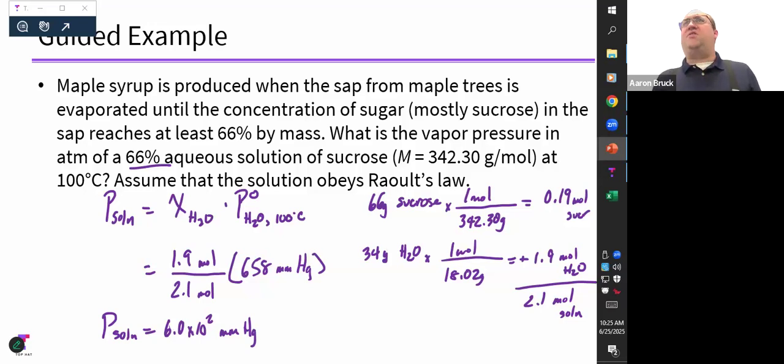All right, any questions about any of the steps here in this process? So what we're going to find is that kind of across the board here, when we're doing vapor pressure lowering kinds of calculations and examples, converting all of the components to moles and finding mole fractions is going to be kind of at the center of most of the work that we do.